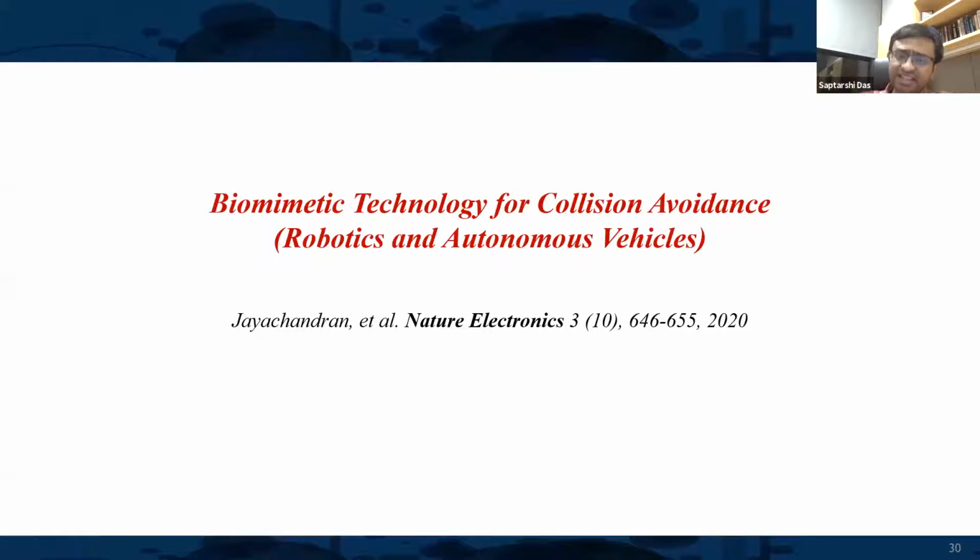Now, the next thing that I'm going to show you is, what I described till now is the fact that my device can do sensing, it can do programmability or computing, as well as it is a storage device, right? Now, using this, we have essentially developed a technology for collision avoidance. Because collision avoidance is actually very important for any autonomous vehicles or drones or robots.